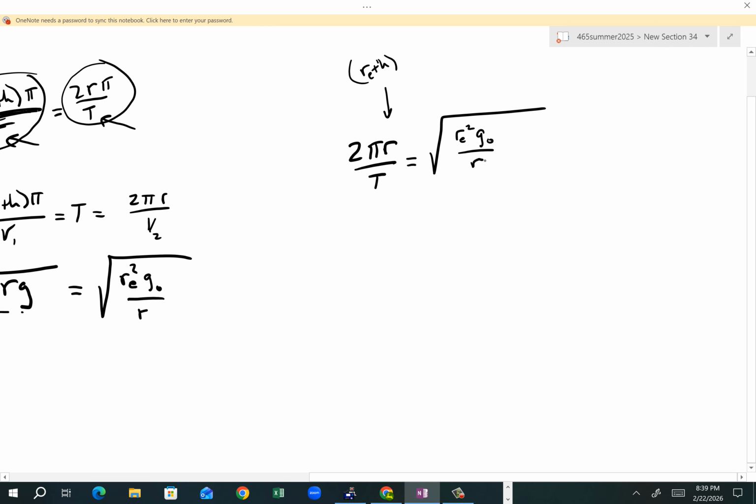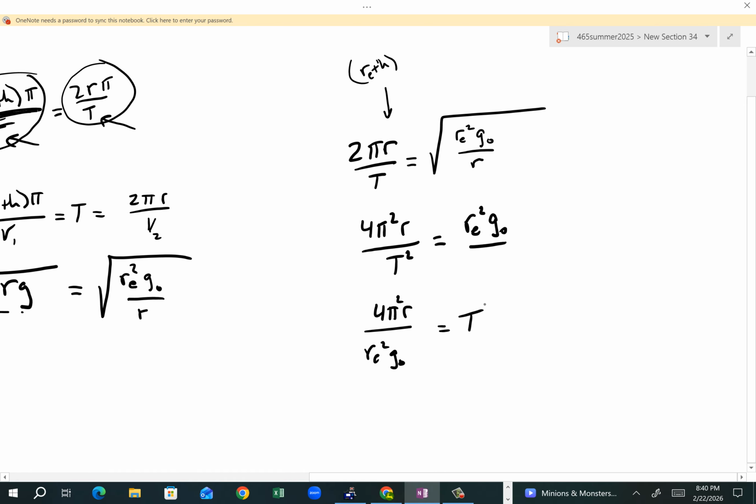And so if you square both sides, you're going to get 4 pi squared r squared over t squared is equal to r_e squared g naught over r. What are we solving for? We're solving for t. So first things first, lose an r. You with me? And then we're going to go 4 pi squared r squared. Nope, already lost the r. Sorry, I lost the r. Divided by r_e squared g naught is equal to t squared.